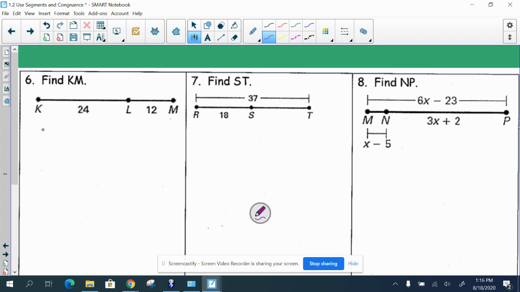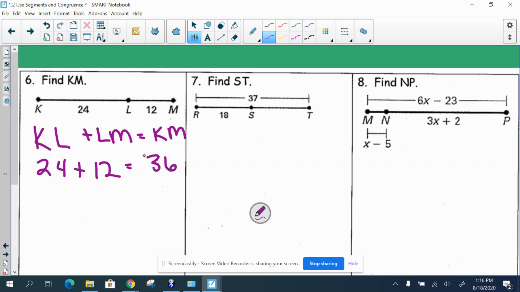But if we were to formally use the segment addition postulate, we would always start with the geometry. So KL plus LM equals KM. So after you write an equation for the geometry, then you can replace it with the algebra or the numbers. So we'll replace KL with 24, LM with 12, and then we can evaluate. That would give us 36. So KM is 36.